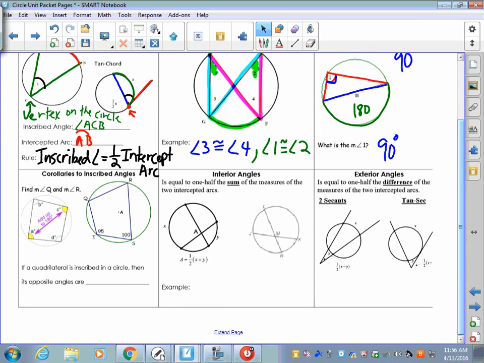Alright, this next corollary is dealing with a quadrilateral inscribed in a circle. Inscribed, like think inside a circle. So whenever you have a quadrilateral inside of a circle, the angles that are opposite each other are going to be supplementary. I'm going to abbreviate it "sup," which basically means they equal 180.